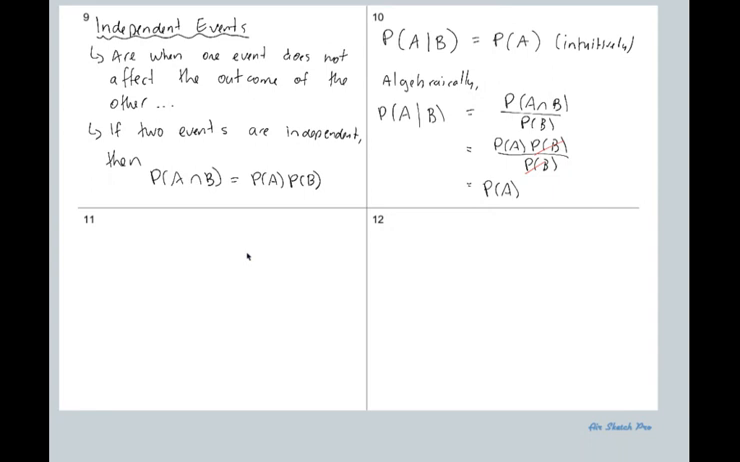Okay, so I'll give you a chance to try this one out. Probability of A is equal to 0.3. Probability of B is equal to 0.4. Probability of A intersect B is equal to 0.7. Are they independent? Work it out in your workbook, in your summary. If you're going to be neat, you know the answer. You've got 30 seconds.